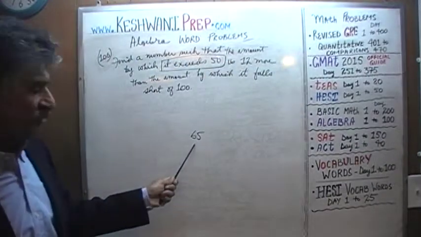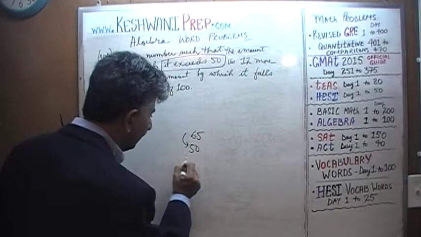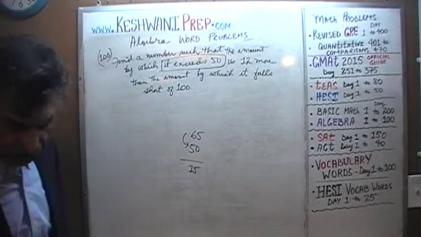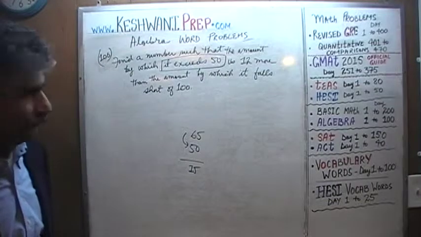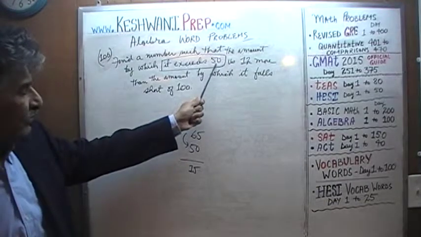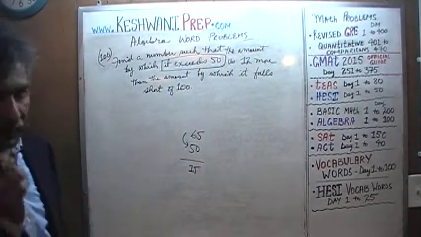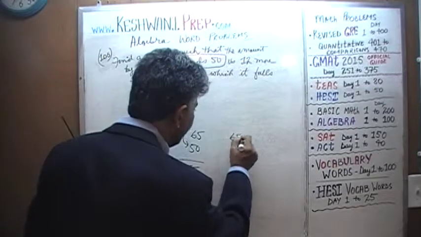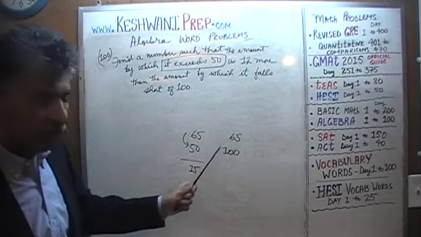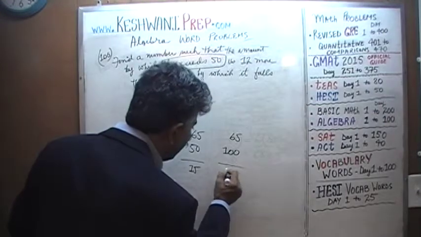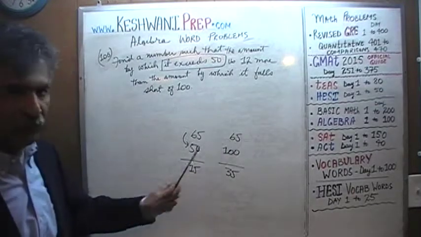The amount by which it exceeds 50. How much does 65 exceed 50? 65 exceeds 50 by 15. 65 is 15 more than 50. The amount by which it exceeds 50 is 12 more than the amount by which it falls short of 100. 65 falls short of 100 by how much? 65 is 35 shy of being 100.